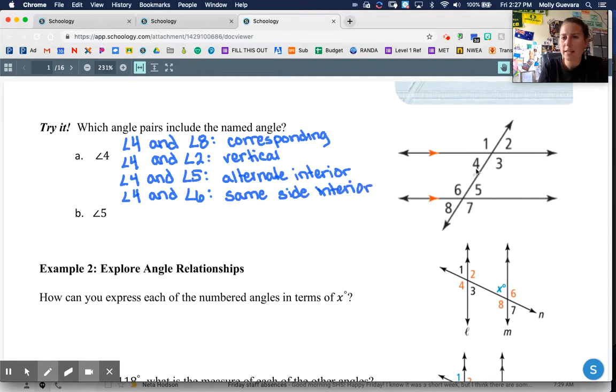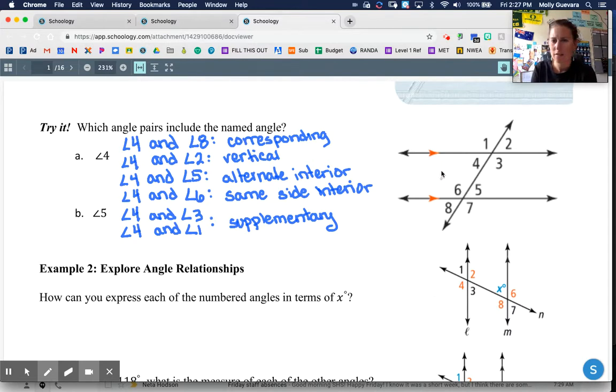And then I see that angle 4 and angle 3 are supplementary. But I also see that 4 and 1 are supplementary. So I can write down either one of those or both, right? Supplementary. They add to 180. And that's kind of all I see with angle 4. I already know it's vertical, it's supplementary to 1 and 3. Corresponding, same side interiors, alternate interior. And so that's what we're looking for, okay?